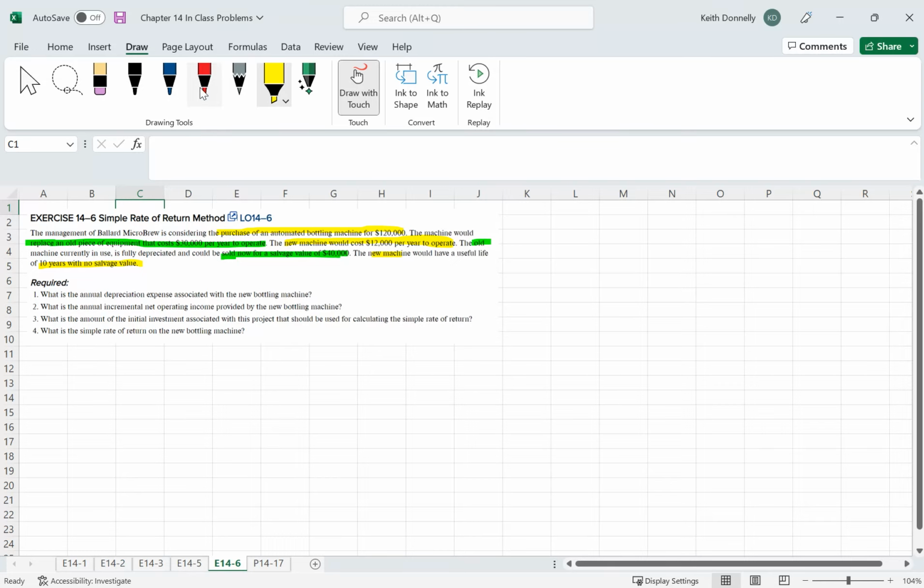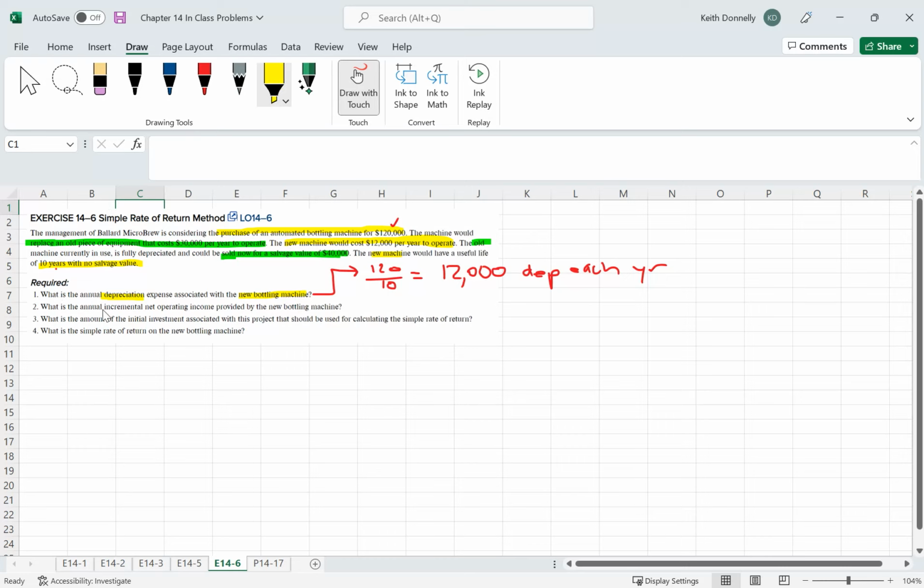All right, so let's go through and see what they're looking for here. The first one asks, what is the annual depreciation expense associated with the new machine? The idea with this is, if we look at the cost, it's $120,000. And how long is it going to last? 10 years. So our annual depreciation expense is going to be $12,000 each year. Okay?